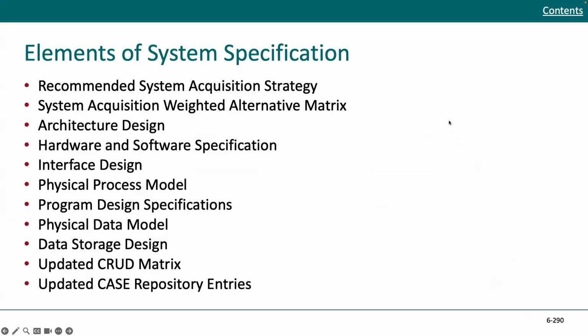So what are the elements of a system specification? First of all, there's a recommended system acquisition strategy. An acquisition strategy, as in other types of development, you would definitely have highlighted, say even in a separate document. So the system acquisition is weighted.